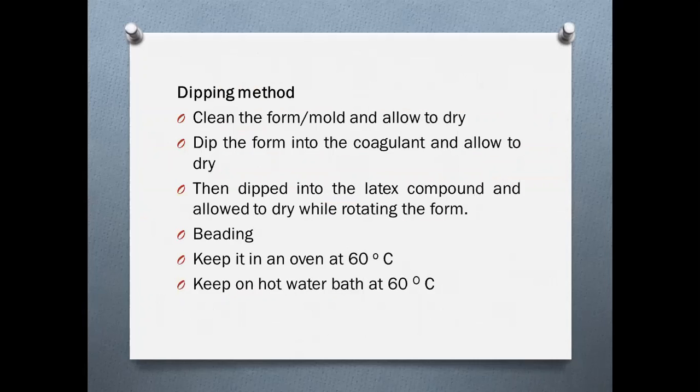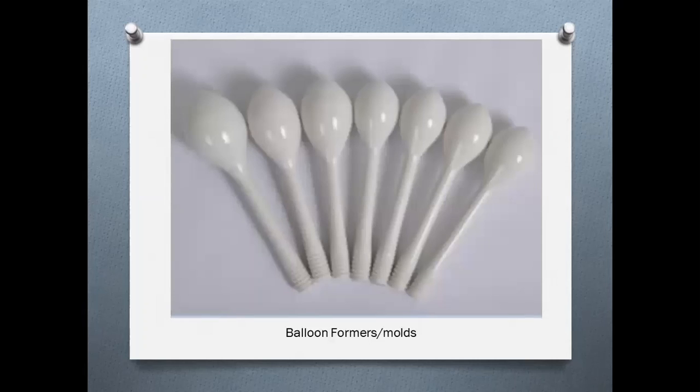So this is the procedure. First, you have to clean the form or mold and allow it to dry. The mold for the balloon is given here. This is the mold we are using to produce balloons at laboratory level. This is a porcelain mold. You can use wood or any other material suitable for balloon production.